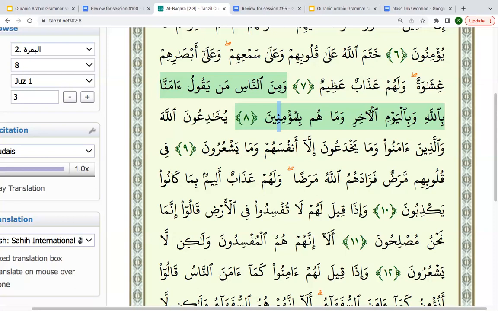My dear, you remember when we were learning the signs of ism? You were learning that there can be a mim at the beginning of the word. Your mim damma is before your first root letter, right? So that was a sign of an ism. Just consider it as a sign of an ism, and then try to see what could be the singular form of this word. The singular form can be mu'minan or mu'minin, right?